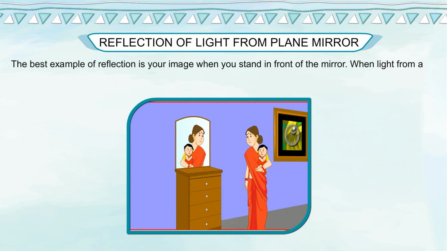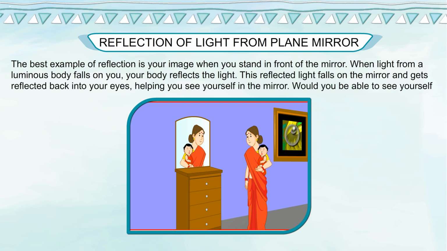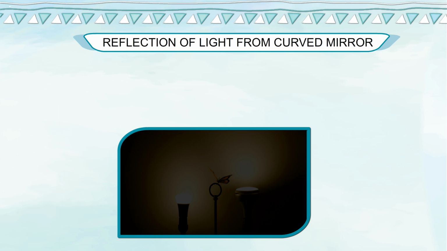The best example of reflection is your image when you stand in front of the mirror. When light from a luminous body falls on you, your body reflects the light. This reflected light falls on the mirror and gets reflected back into your eyes, helping you see yourself in the mirror. Would you be able to see yourself in the mirror in the dark? Why?